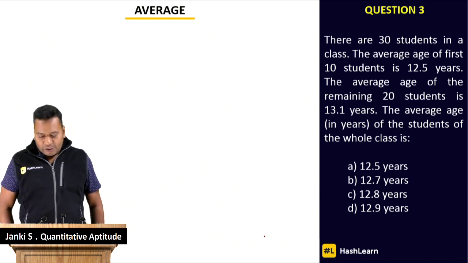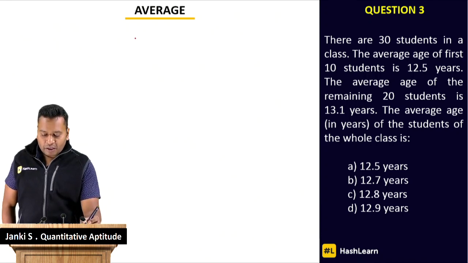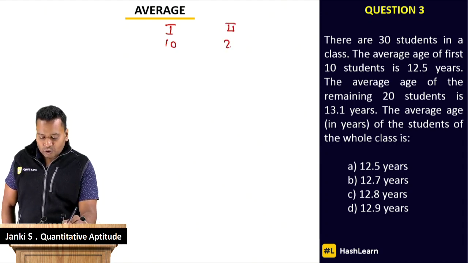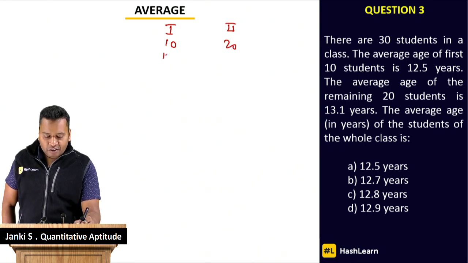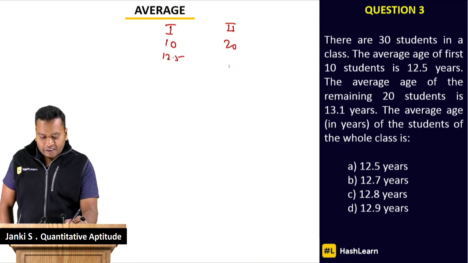So this is a weighted mean question, right? What does a weighted mean question look like? Here it's given I have two groups, group 1 and group 2. Group 1 has 10 people and group 2 has 20 people. The average here is 12.5 and here the value is 13.1, right?